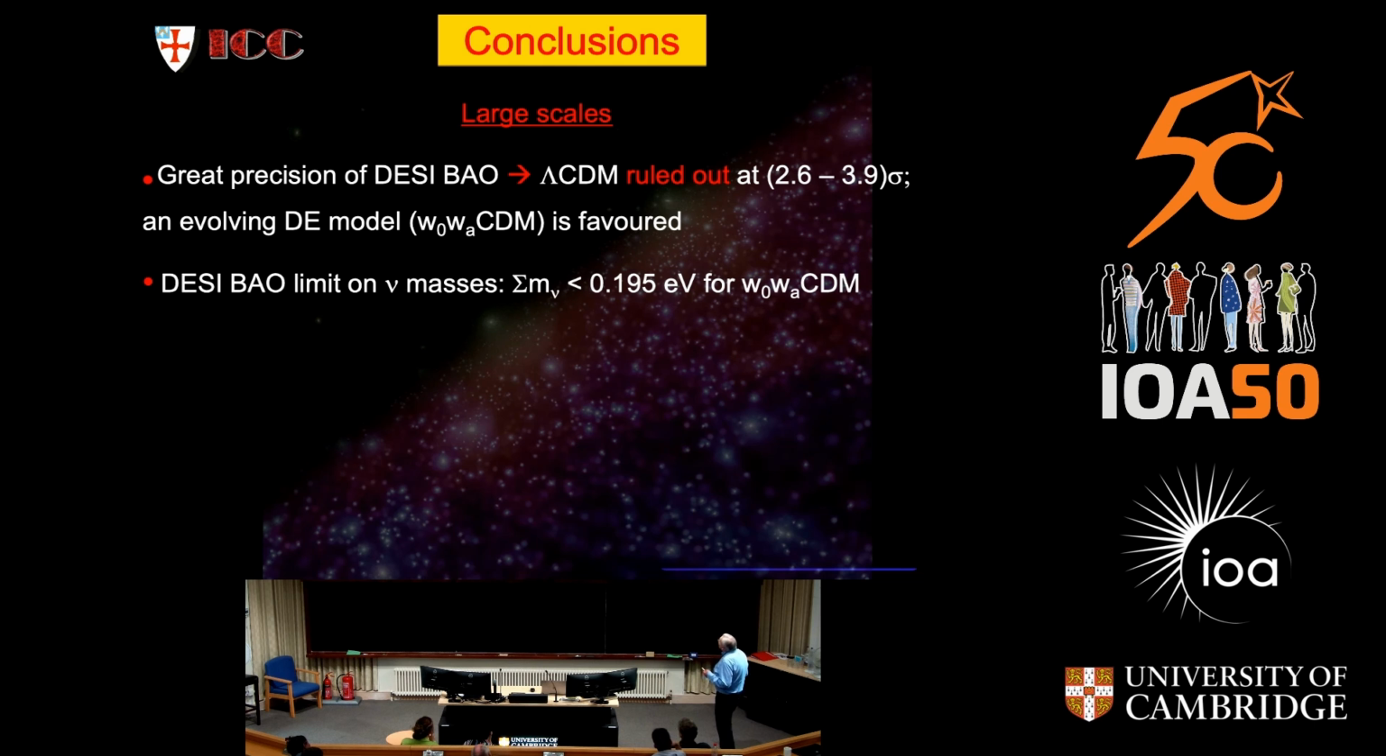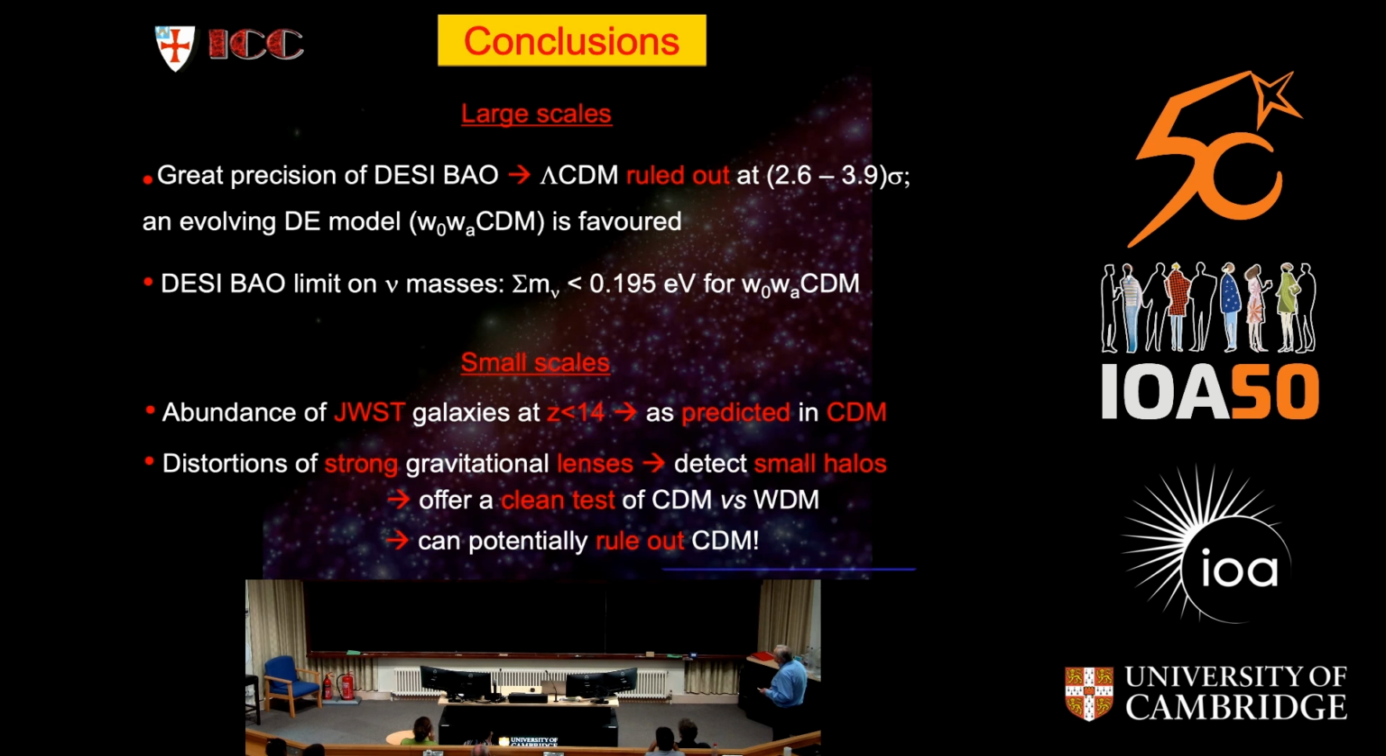So I come to my conclusions then. The great precision of DESI BAO indicates lambda CDM is formally ruled out at 2.6 to 3.9 sigma. An evolving dark energy model is favored, a conclusion that's strengthened if you do an analysis of the limits on neutrino mass. On small scales, the abundance of JWST galaxies at redshift less than 14 is, I would argue, as predicted in lambda CDM, and distortions of strong gravitational lensing are the way to test the other end of the theory, the CDM end.